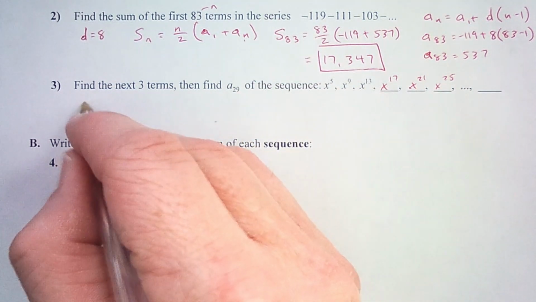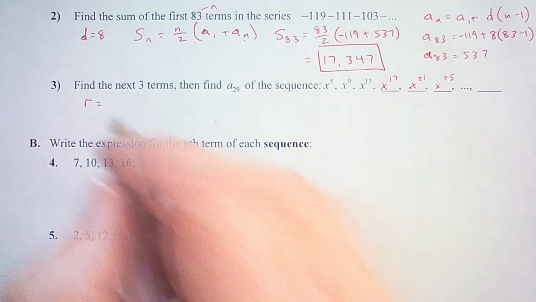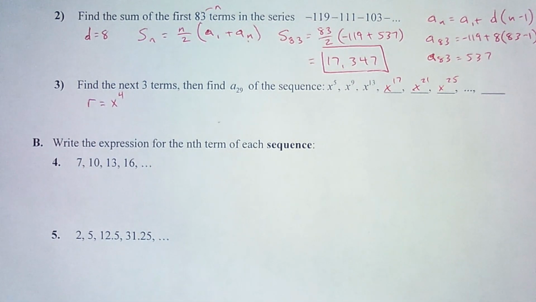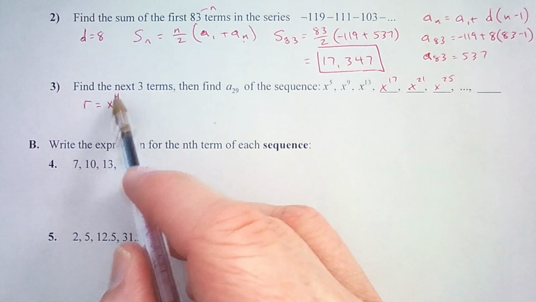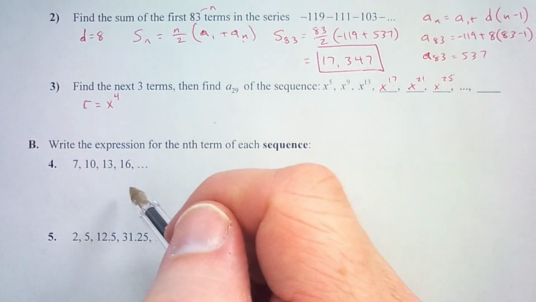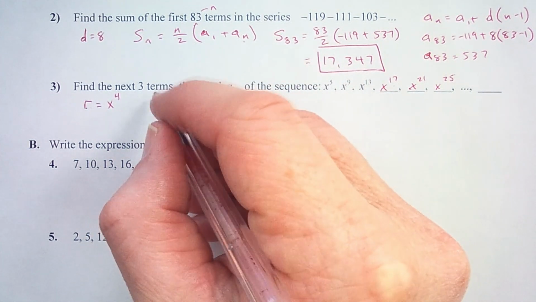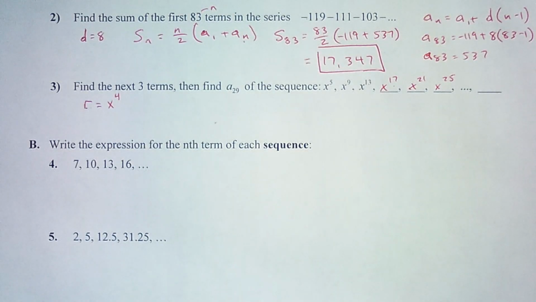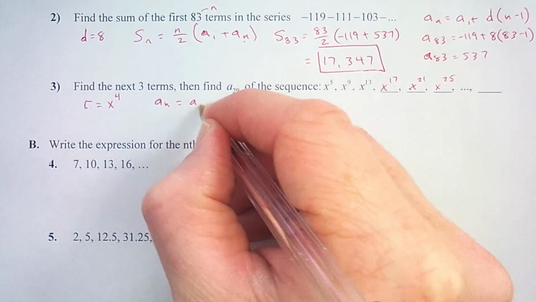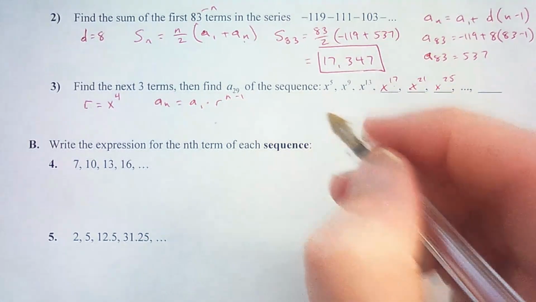Okay, so what's happening here is we have a common ratio, so it's geometric, and we are multiplying each term by x to the 4th power to get the next term, because when you multiply with powers, you are actually adding the exponents. So our common ratio is x to the 4th power. So to get the 29th term, we will use this formula. A sub n equals a sub 1 times r to the n minus 1 power.